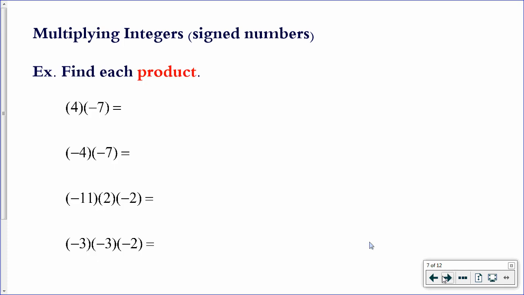Here are some products for us to find. The first two are pretty straightforward. Product means the result of a multiplication problem. 4 times negative 7, the result will be negative 28. If they're both negative, the result will be positive 28.